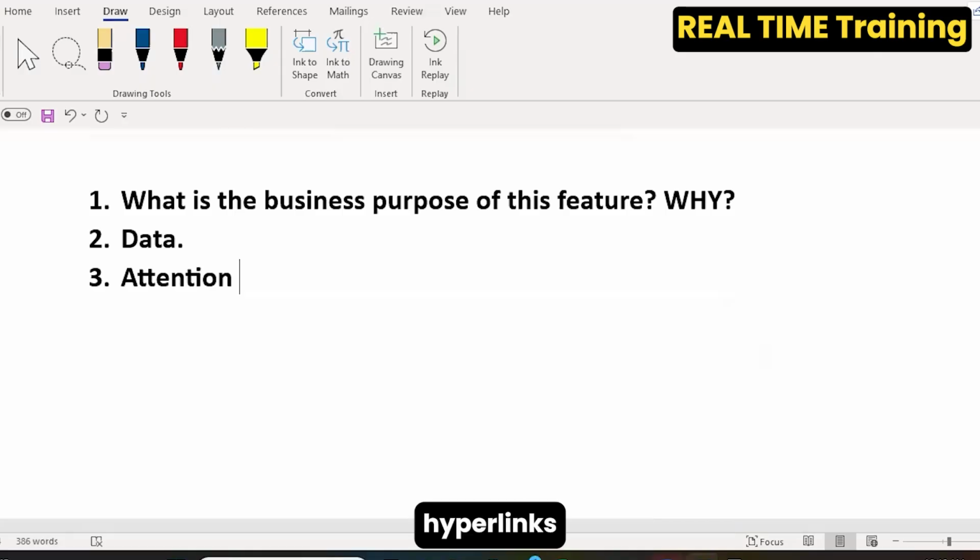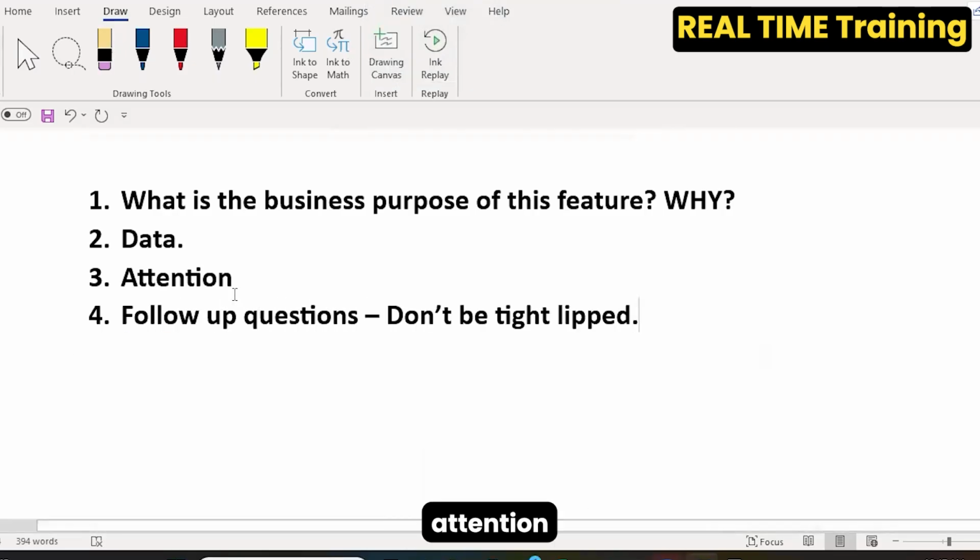They're giving hyperlinks. So sometimes they'll digress. Sometimes the answers will not be clear. That's what I'm trying to convey. You should be able to ask follow-up questions, right? And you should be able to get those answers. And you should not be tight-lipped. And you should be able to pay attention to the meeting.